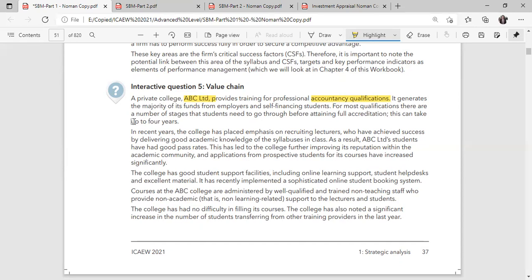Yes, definitely. You cannot qualify within 6 months or 1 year. It takes a little bit amount of time. In recent years, the college has placed emphasis on recruiting lecturers who have achieved success by delivering good academic knowledge of syllabus in class. As a result, ABC Limited students have had good pass rates. This has led to the college further improving its reputation within the academic community, and applications from prospective students for its courses have increased significantly.